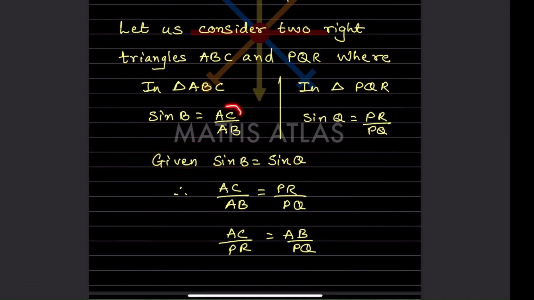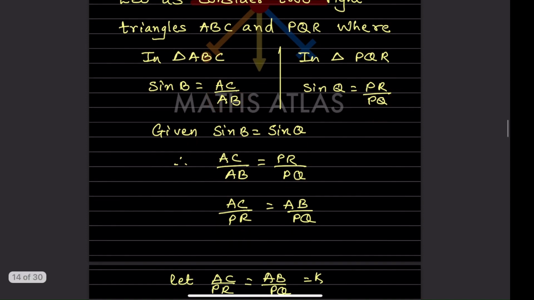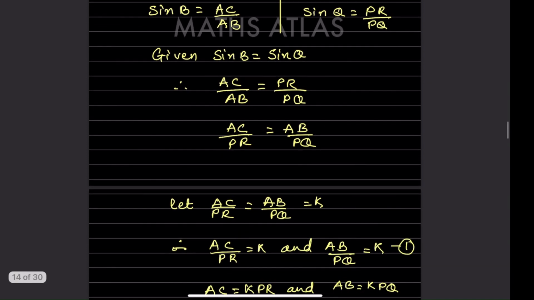So what will you write? Sine B, you got AC by AB. And for sine Q, that is PR by PQ. So this also we can rearrange. This AC will be as it is. This PR, if you cross multiply, will come over here, and this AB will go over here, and PQ is as it is. So now AC by PR and AB by PQ are both the same. Let us consider one variable K. You can put any variable over here.